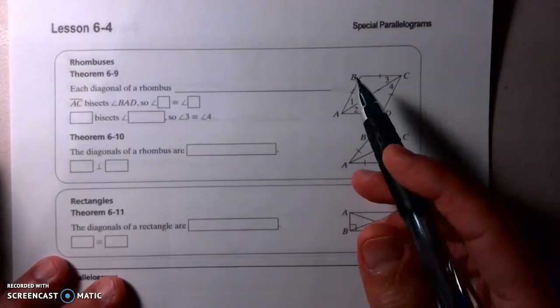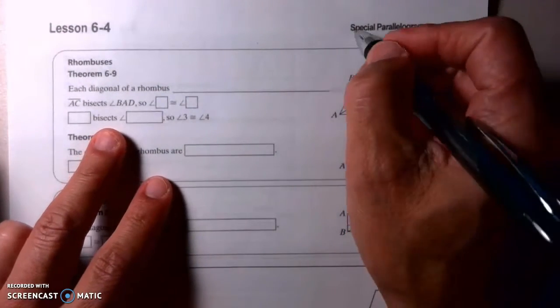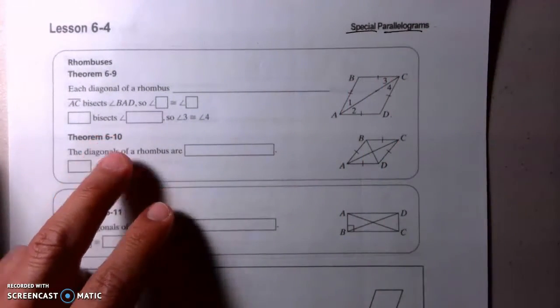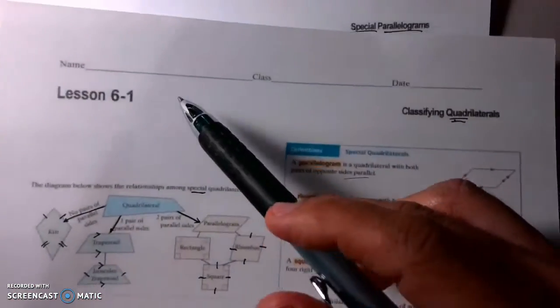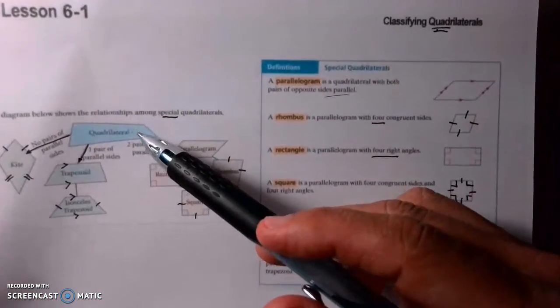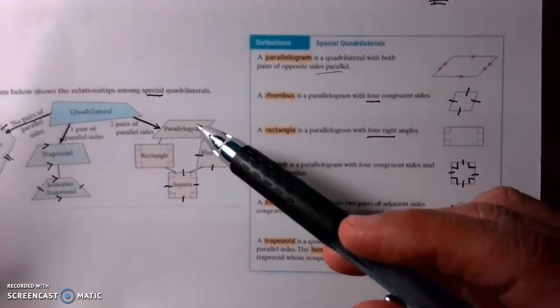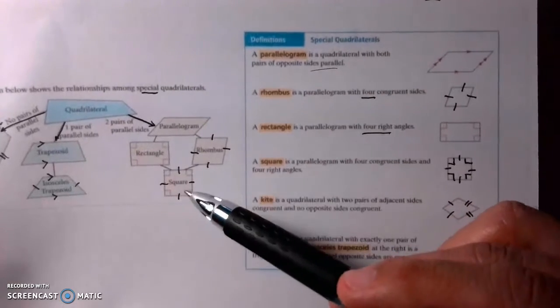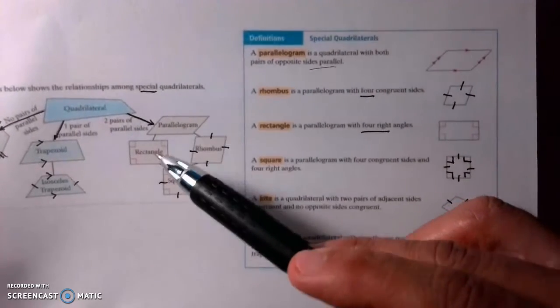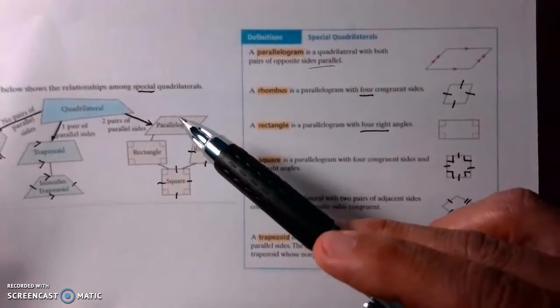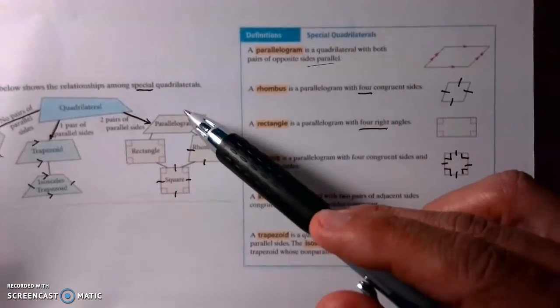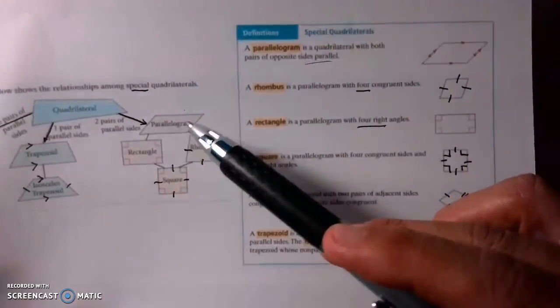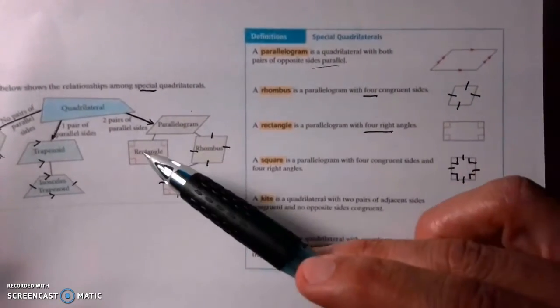Okay, here are the notes for 6-4 special parallelograms. So if you recall back in 6-1, quadrilaterals, parallelograms, underneath parallelograms there are rectangles, rhombuses, and squares. We're going to now focus in on the rectangles and rhombuses. We're almost going to assume we have a parallelogram where opposite sides are parallel, but now we're going to add the rectangle and rhombus to it.